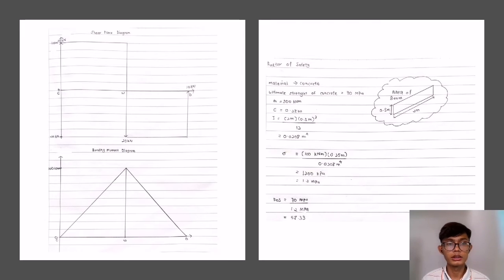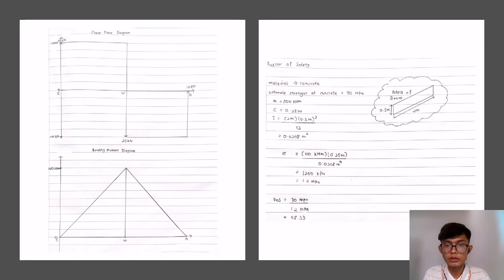Okay, this is the shear force diagram. We start at 10 kilonewton positive and 20 kilonewton negative, so it goes down, and 10 kilonewton positive, it goes up. Okay, next for the bending moment diagram, the bending moment is positive, so the graph is positive.